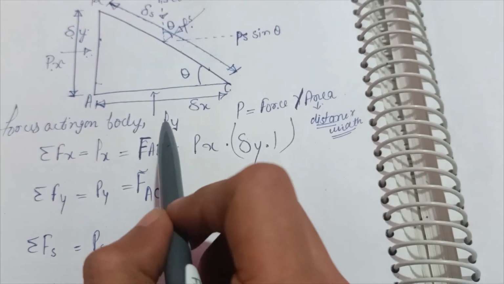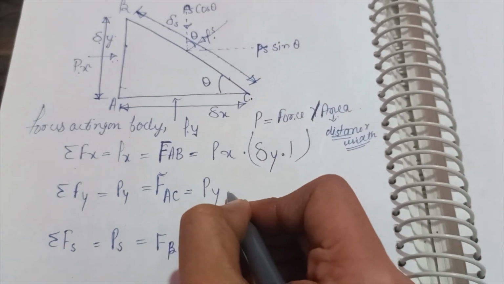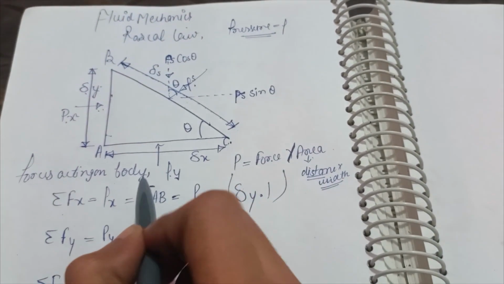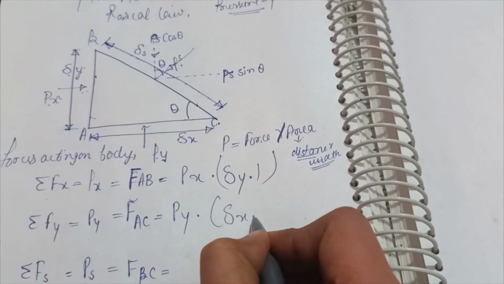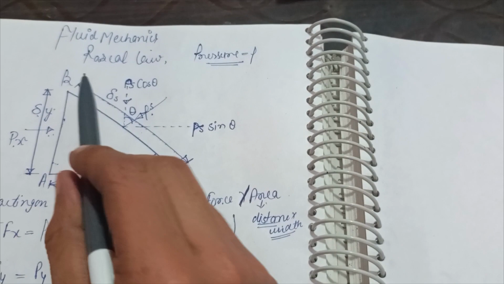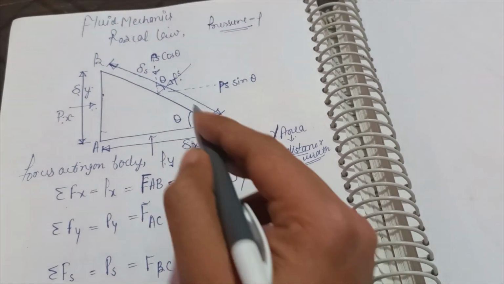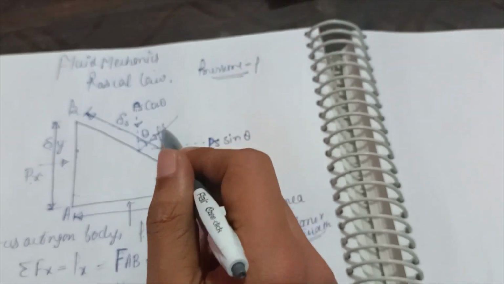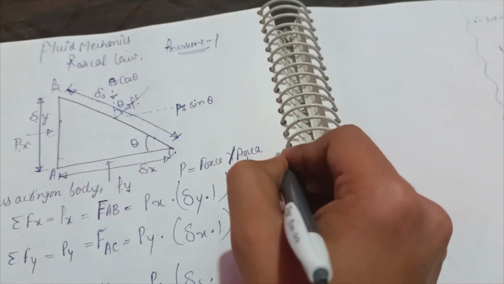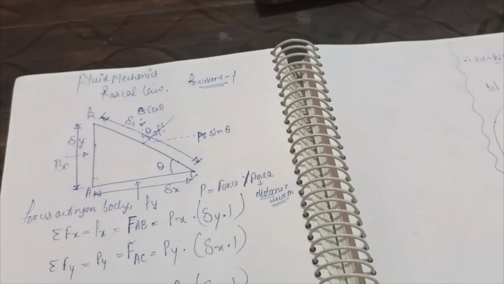Now the force exerted on the AC side is Py multiplied by area, and the area of that part is delta x times width 1. On the hypotenuse, the force exerted is Ps multiplied by area, and the area of that part is delta s into width 1. So these are the forces acting on that body.